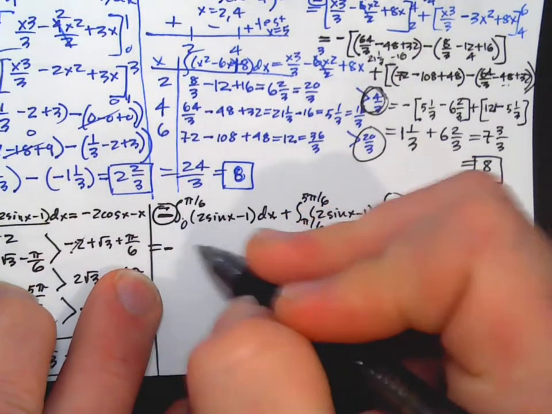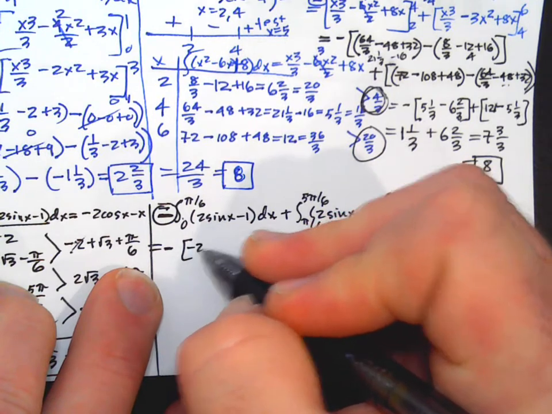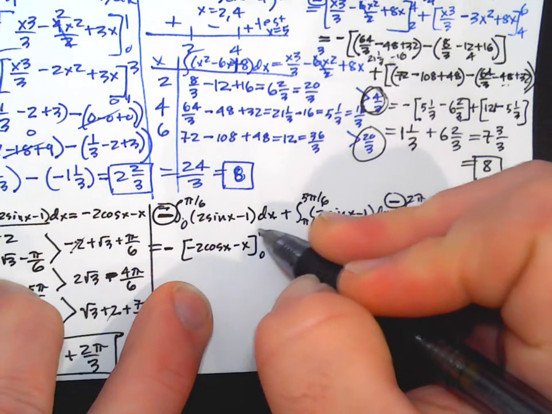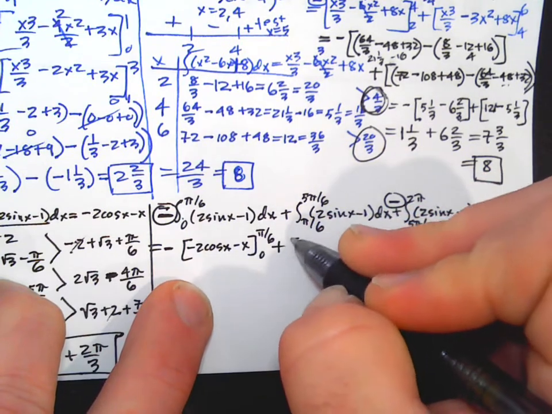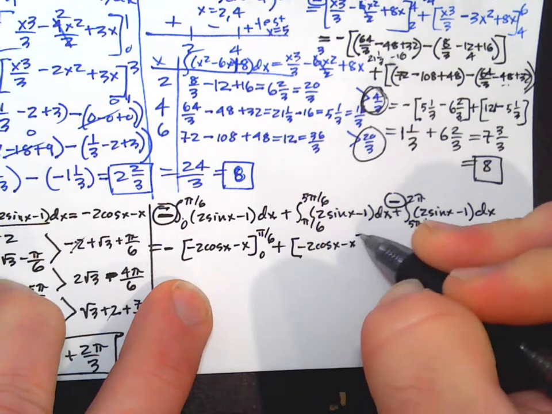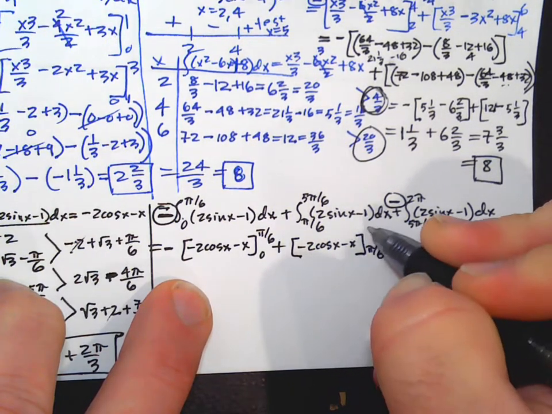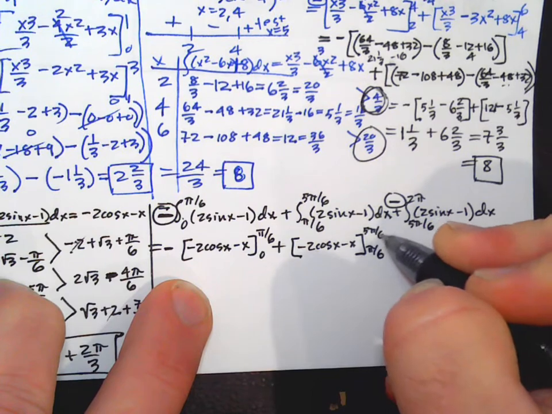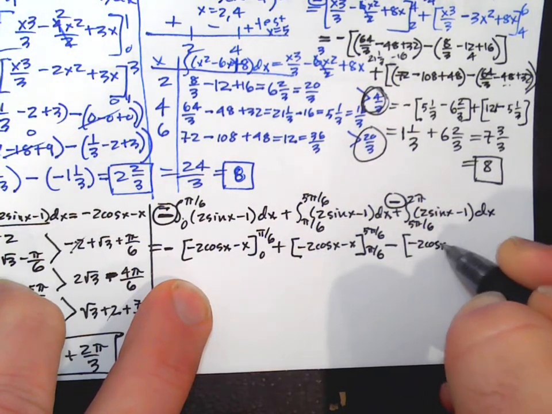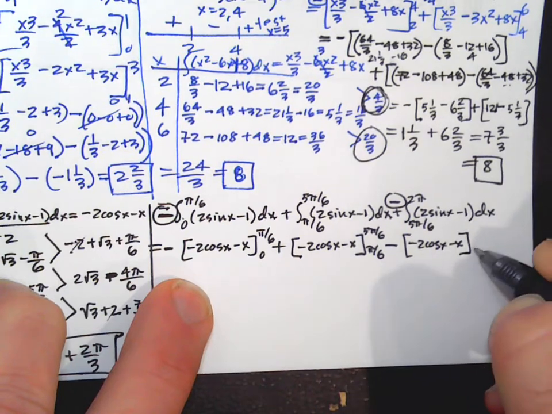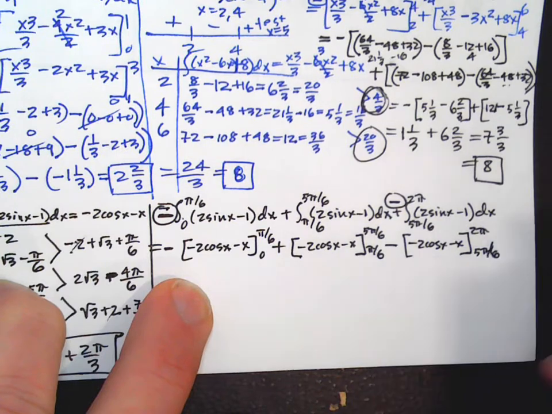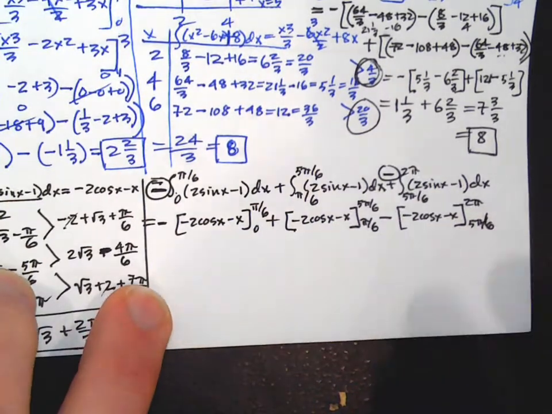Now we get to find the antiderivatives. It would be negative 2 cosine x minus x. Now they're all the same antiderivative, so it's negative 2 cosine x minus x, minus negative 2 cosine x minus x, 5 pi over 6 to 2 pi. Whew. I'm going to plug all these in very carefully.